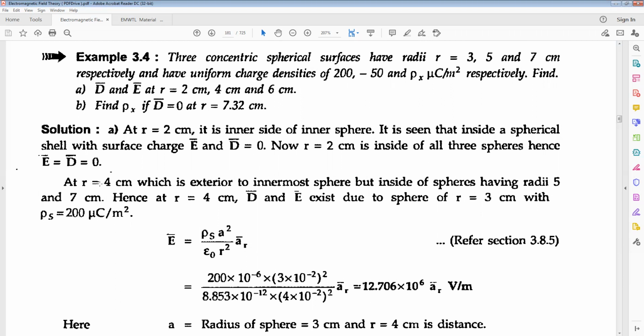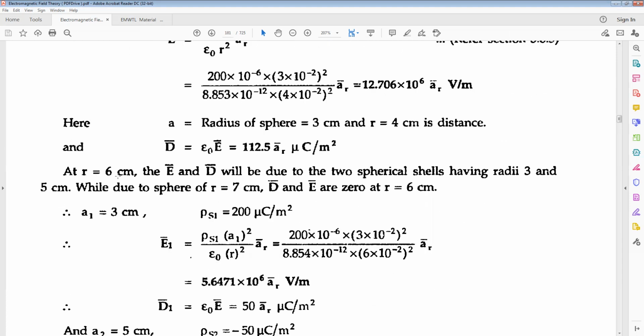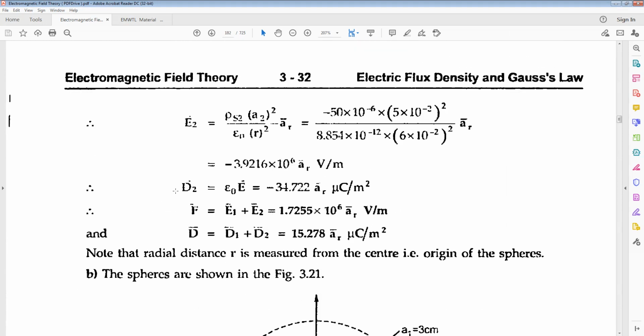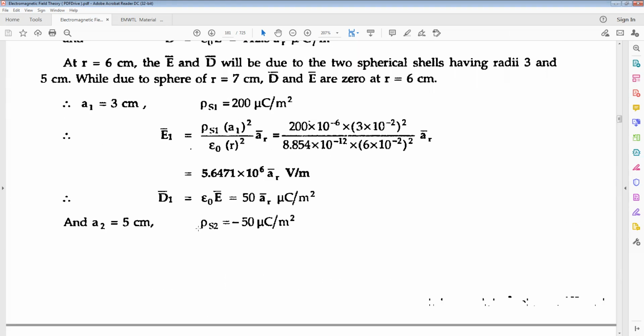And R is equal to 4, it is inside of 5 and 7, there is no effect of 5 and 7, but there is effect of 3 because it's outside of the 3. And similarly, when R is equal to 6, it is inside of 7, there is no effect of the 7, but there is effect of 3 and 5. So you got the E1 and D1, and E2 and D2. For the 3 and 5 you can find electric field and the electric flux. Got it, my dear friends?